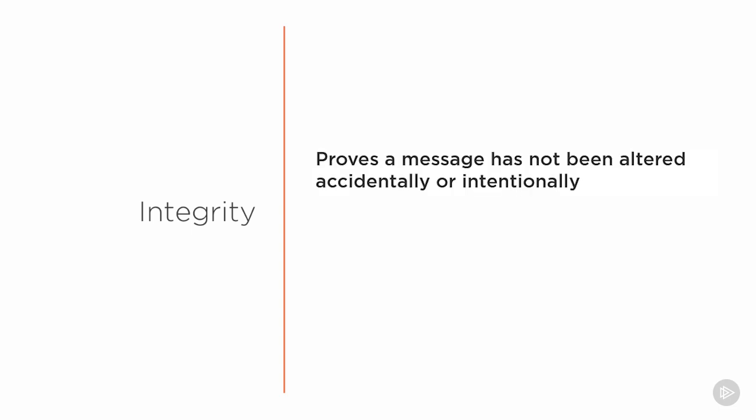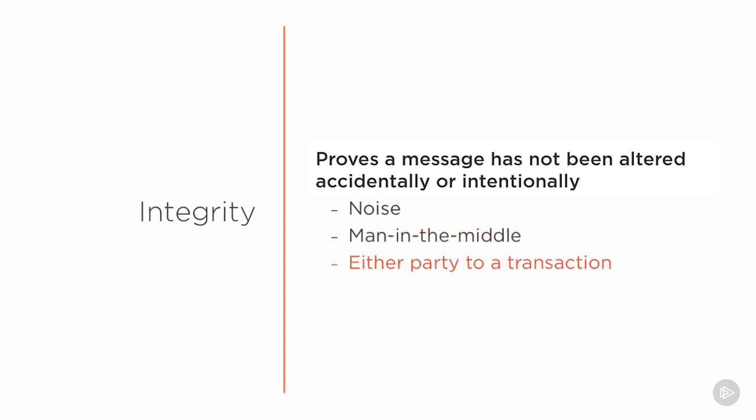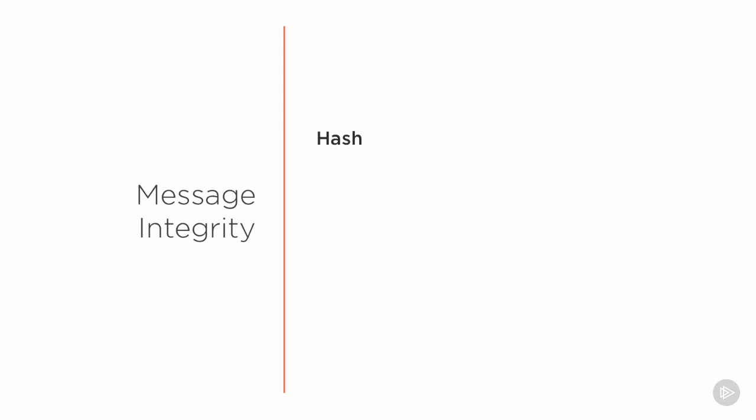We can also use encryption to prove integrity. Integrity is used to prove that a message has not been altered either accidentally through noise or some other disturbance on the line, or, of course, intentionally through an attacker then altering that message. It can also prove here that that message has not then been changed later by either party to the transaction. We don't want such that a person sends you a message and then later changes it and says, no, this was the original message. How do we prove message integrity?